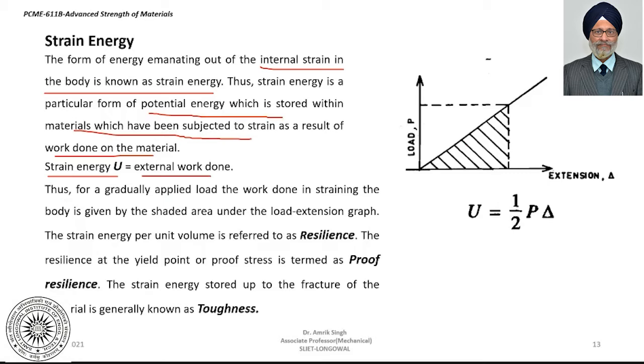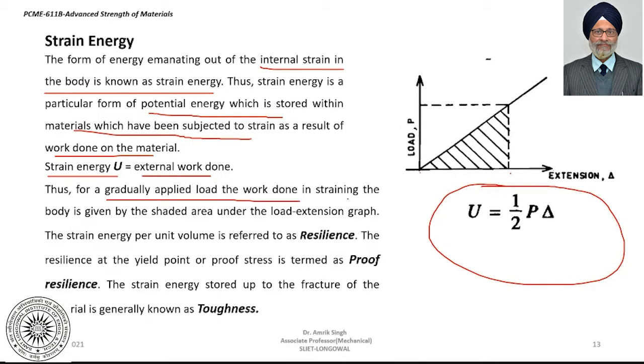So you see here also, this is the load and extension is delta. This is the extension from 0 to this point. So this is the strain. Thus, for a gradually applied load, work done in straining the body is given by the shaded area. The same energy per unit volume is also known as the resilience. That is a very important term you have to remember.